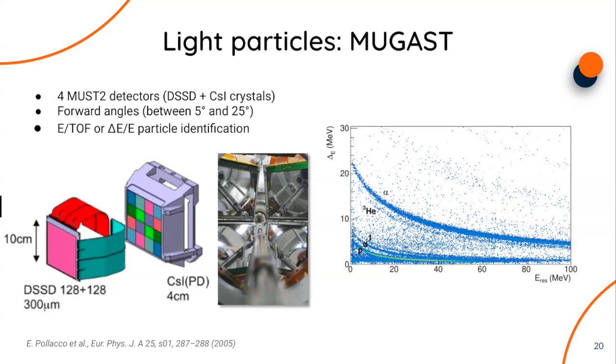As you can see here, we have an example of how to identify particles in delta E-E. So we have protons, deuterons, tritons, helium-3s, and alphas. Thanks to that, we can just make a cut on helium-3 particles and identify the reaction of interest.